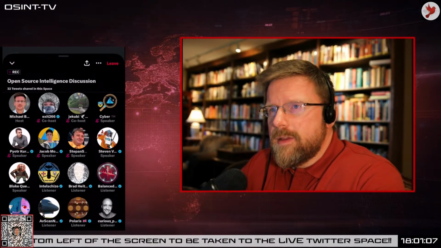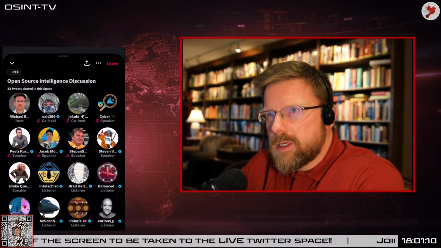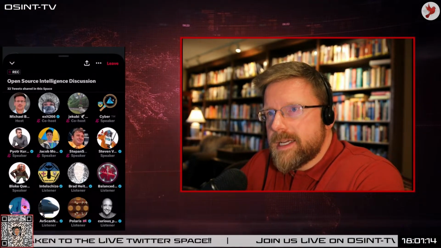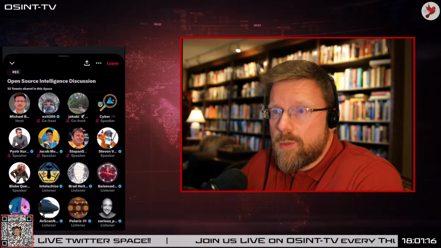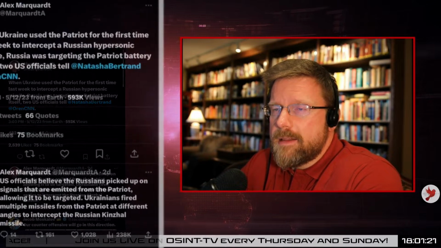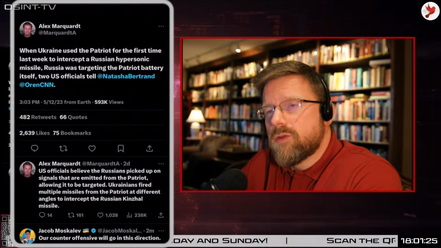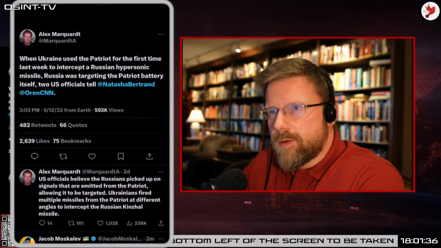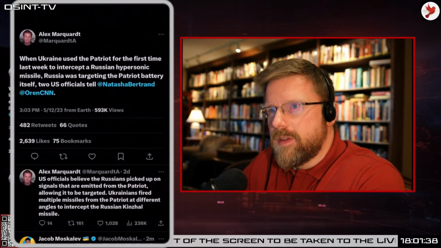that the Kinzhal missile that was apparently intercepted by a Patriot was actually aimed at the Patriot battery itself, which is an interesting twist on the engagement. And that begs the question as to whether the Russians actually identified the Patriot battery and were specifically targeting it, or whether it was just believed to be an air defense asset. It's not clear whether they knew the significance of the battery itself.